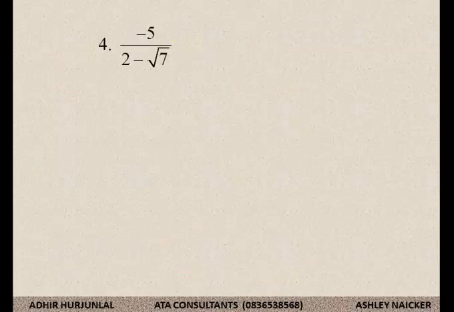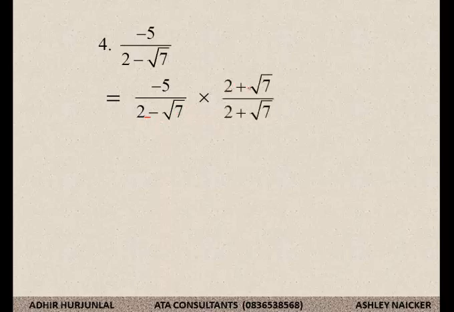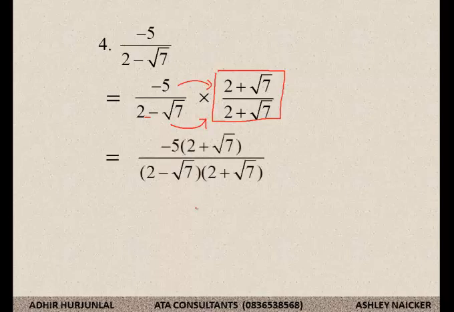Number 4. Number 4 is a bit longer. When it comes to number 4, remember, guys, we have to multiply. Negative 5 over 2 minus root 7, I have to multiply by what? I need to get the conjugate pair. The conjugate of this is 2 plus the square root of 7. So it's 2 plus the square root of 7 over 2 plus the square root of 7. And guys, multiply, multiply. You should end up with that step.